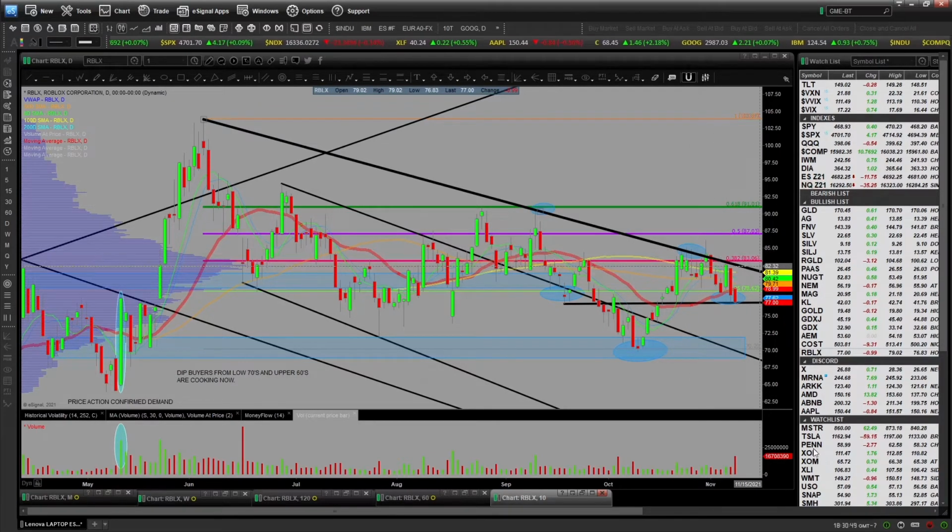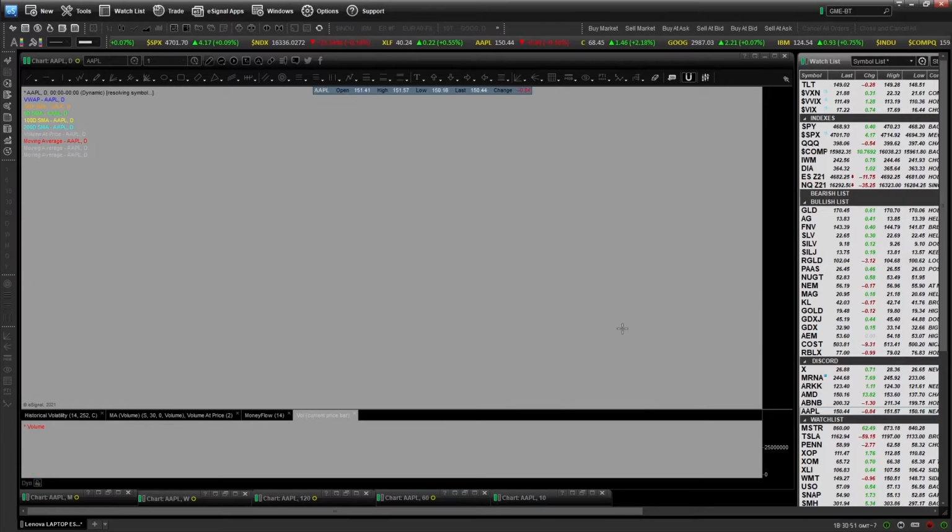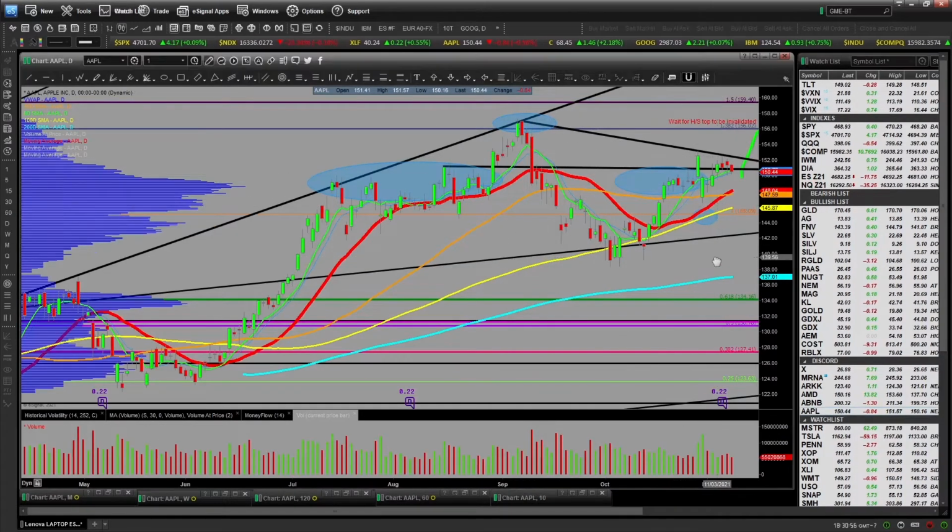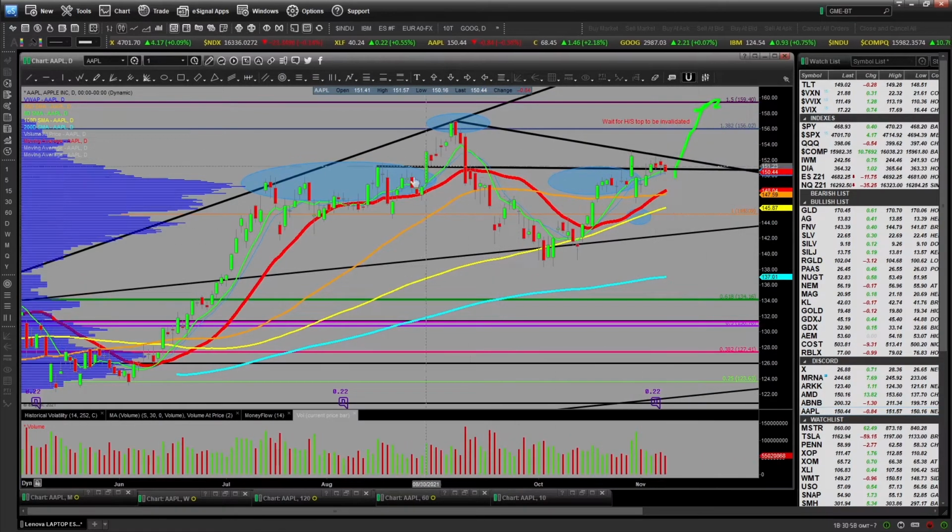Here's another example. We've been going over this for the last couple days. Apple, it's got this descending trend line. When it breaks, it should invalidate a head and shoulders. Wait for the trend line to break. That's all you really have to do. And at that point in which it does, the probabilities are in your favor.